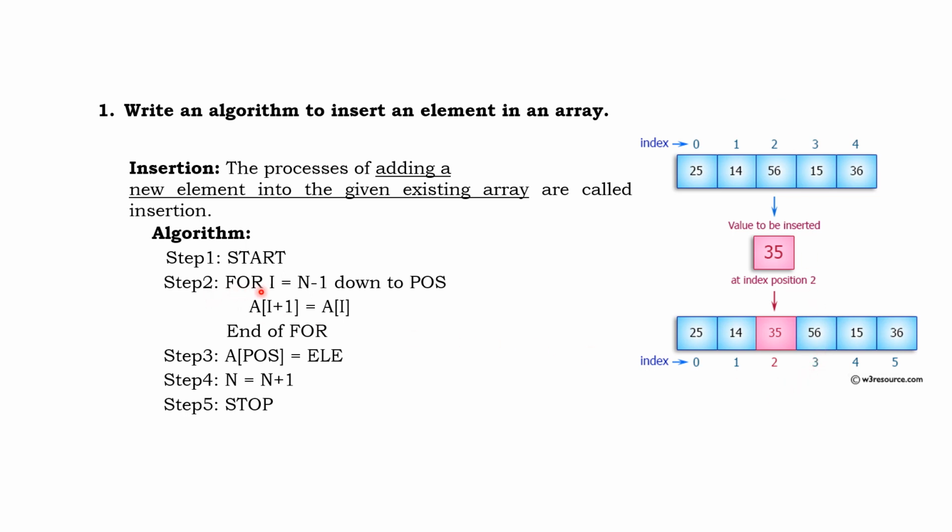Hope you understood. We are traversing from n minus 1 downwards till the position, that means from 4 till position 2. Along with reaching, we are shifting the elements up to the position from lower order to higher order, so that we make the given position empty. Once we got the empty position, we insert a new element into the given list. The same concept is implemented in the program also.